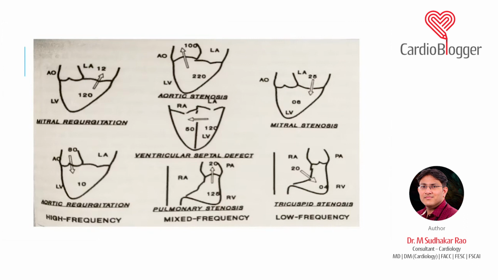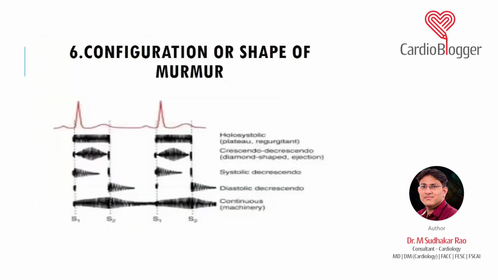Now come to aortic regurgitation. It is a diastolic event. In diastole, LV EDP is around 10 and aortic pressure is around 80, so you can see so much high gradient is there between the aorta and the LV, and that is why they are high frequency murmurs. So this is where it is important.